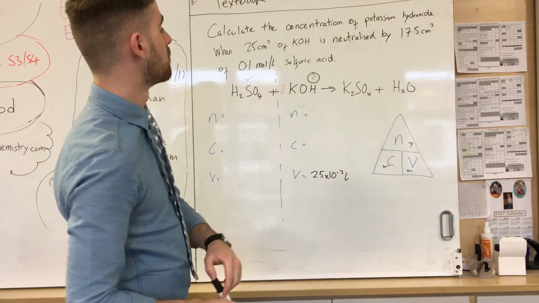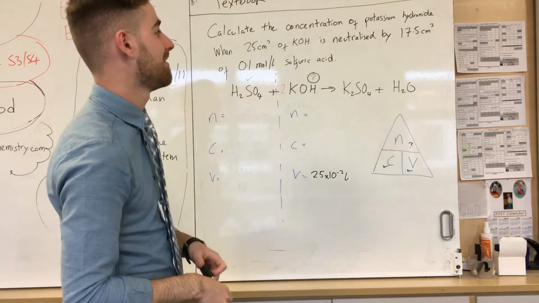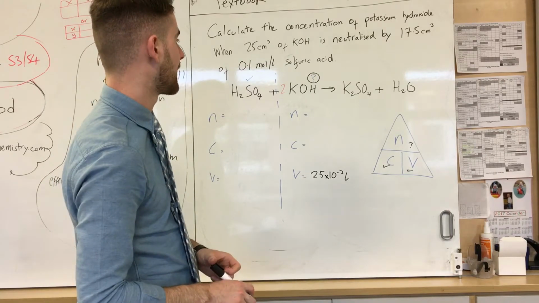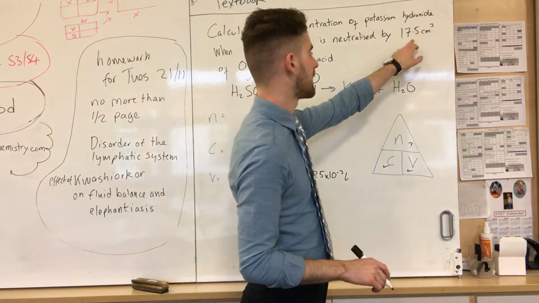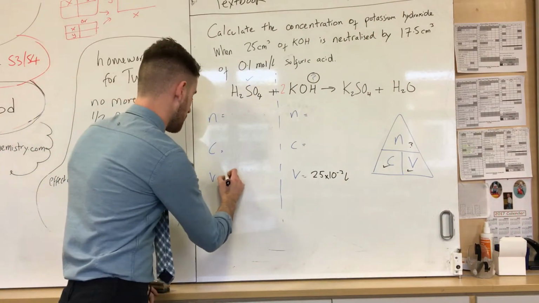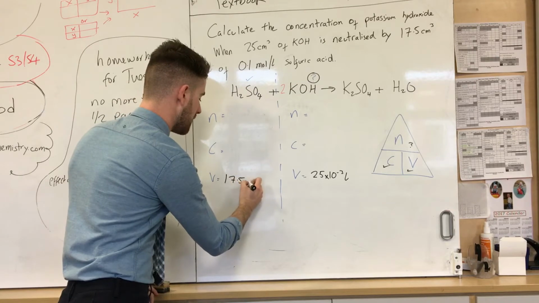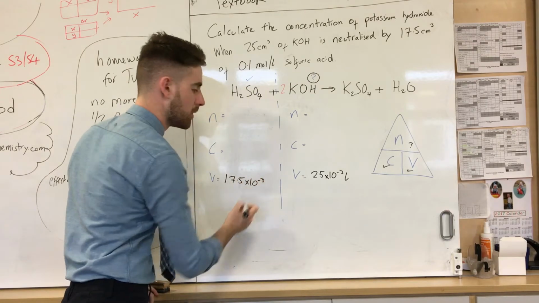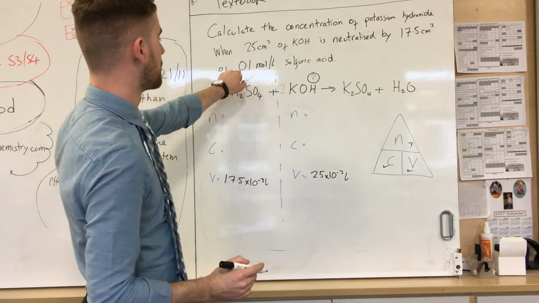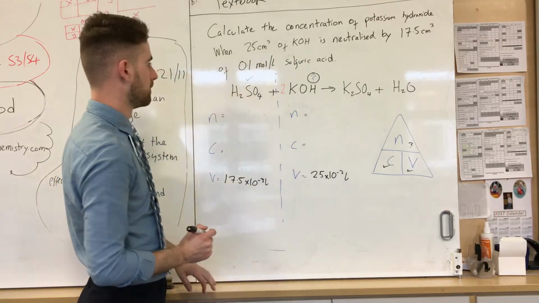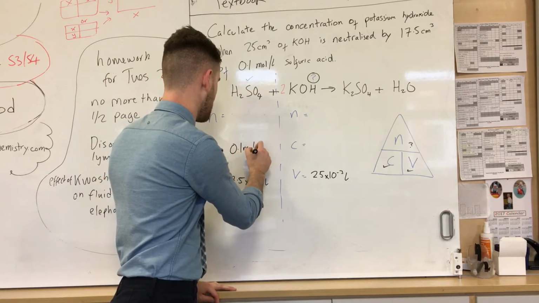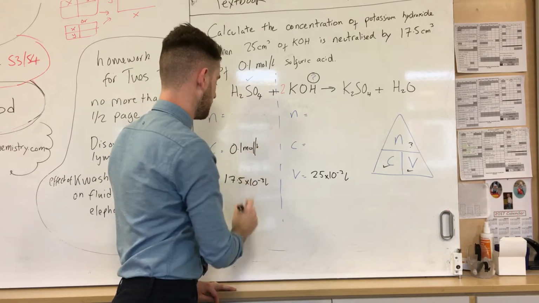Now what else do we know? We know that it is neutralised by 17.5 centimetres cubed of 0.1 mole per litre sulfuric acid. So 17.5 centimetres cubed of sulfuric acid. You want to input that into your other column here. So 17.5, again, remember to put it into litres. Always remember to put it into litres. And what else do we know? Well, we know the concentration of the sulfuric acid, 0.1 mole per litre.